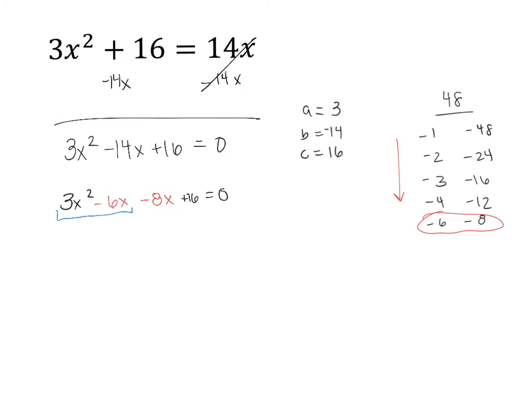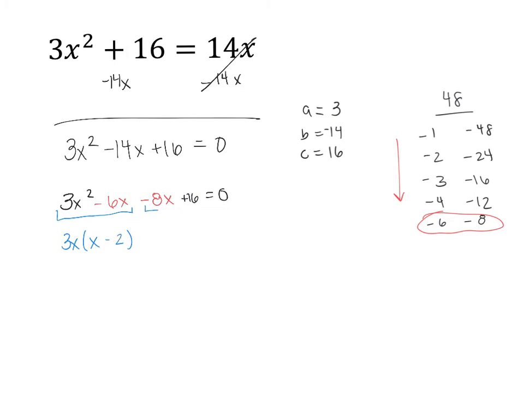For my first group, my GCF is a 3x. Then I'm going to draw my parentheses. What do I need to multiply 3x by to get 3x squared? I know that it's just x. And then what do I need to multiply 3x by to get negative 6x, which is just a negative 2.